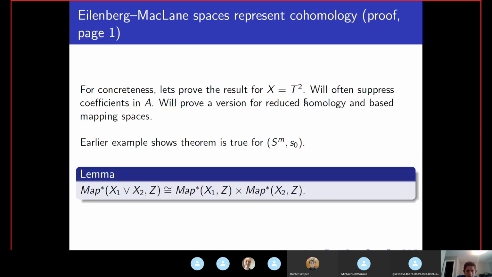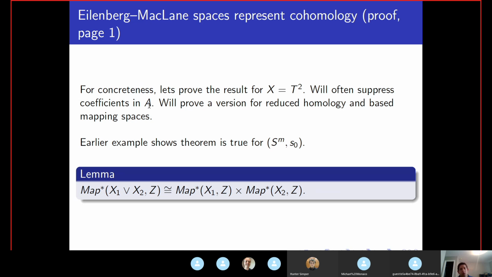So we're going to prove it when X is a torus and Y is a point. Since Y is a point, we're going to prove a version for reduced cohomology, and then based mapping spaces, because that's what maps out of Y are. I guess this should say cohomology. So I'm going to suppress Y from the notation. I'm also going to suppress A from the notation. So if I write cohomology, I mean cohomology in A.